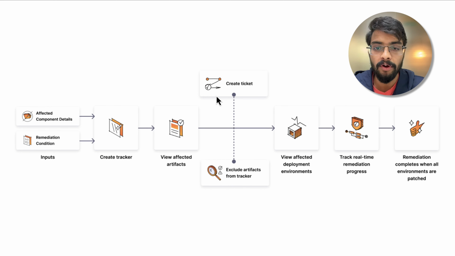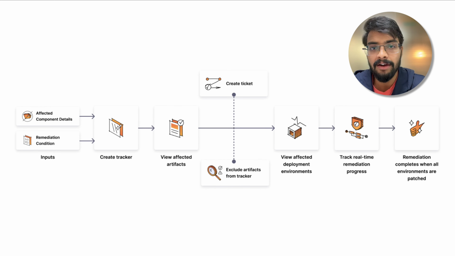Also, most importantly, the Jira integration within the tracker allows you to create tickets and assign them to the appropriate teams, which will allow you to collaborate more efficiently. And in case you want to exclude artifacts from the remediation tracker for whatever reason, you can always do that. So, to make it more clear and more real, we can choose a zero-day vulnerability and see how you can utilize the remediation tracker to do all of this.